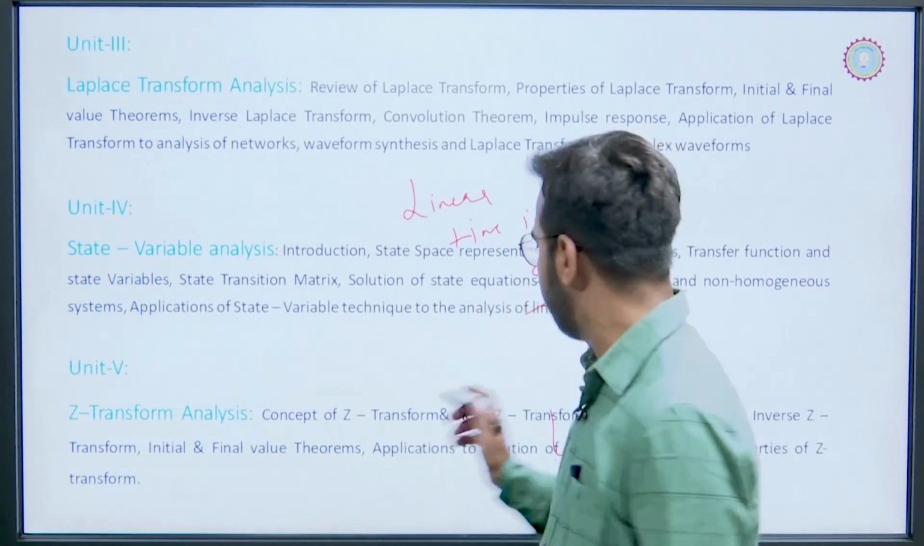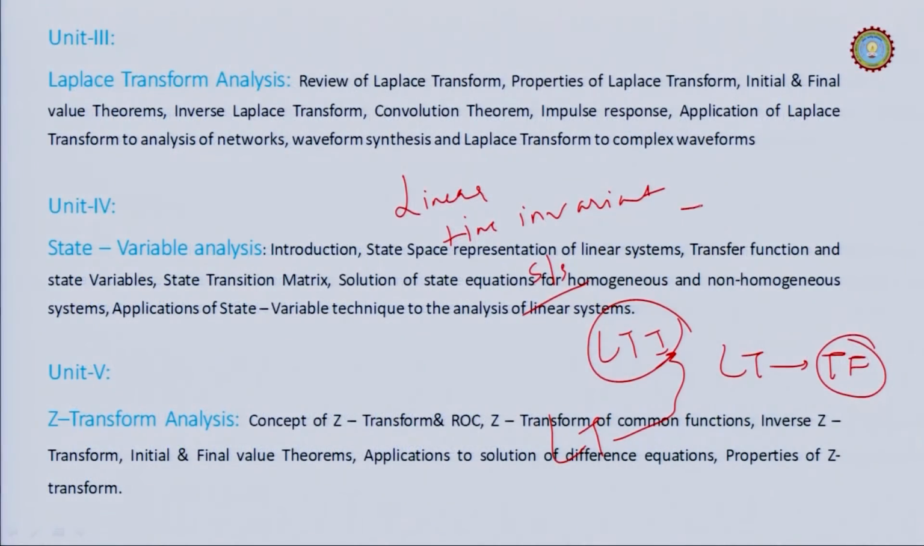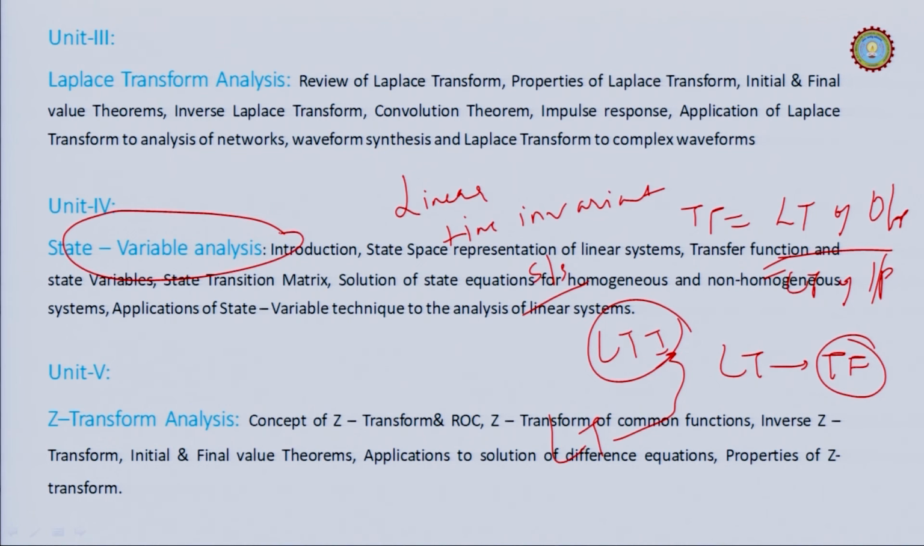If we have the Laplace transform, we can easily find the transfer function, because the transfer function is the ratio of the Laplace transform of the output to the Laplace transform of the input. Once we have this, we can easily study the system, but if we do not have an LTI system, it will be very difficult to analyze. State variable analysis is a tool which helps us study a non-LTI system. We can find stability and other things for a non-LTI system.